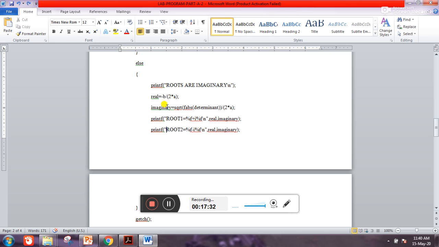The first percentage f is your real number, and the second percentage f is your imaginary part. To find the imaginary part, we have that formula. So what does this I indicate? Imaginary. This you can imagine as any number. So these were the programs.